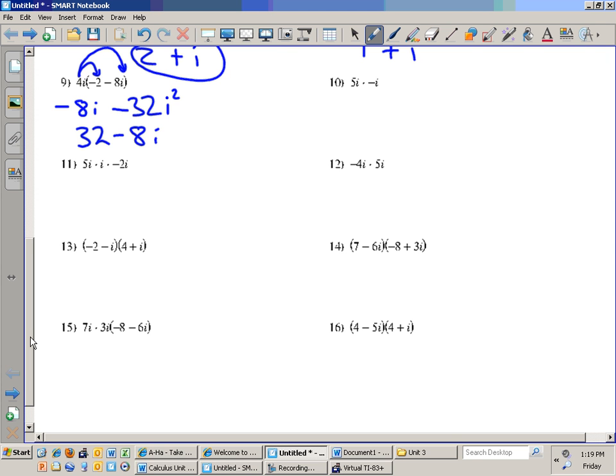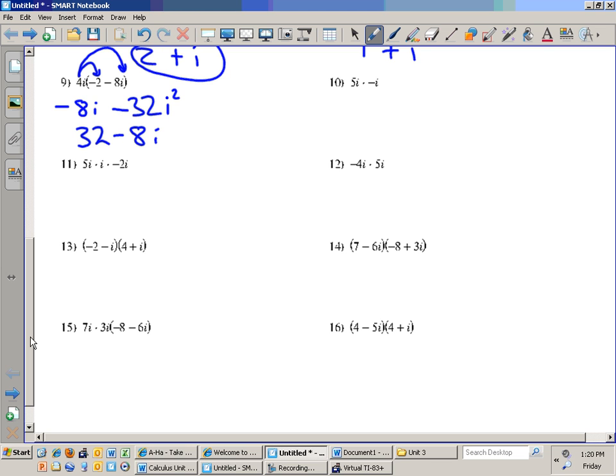Excellent question. You're more than welcome to move forward if you want. It could say plus. If it said plus, then it would be a minus when you square the i. Negative. Yeah, negative 32.